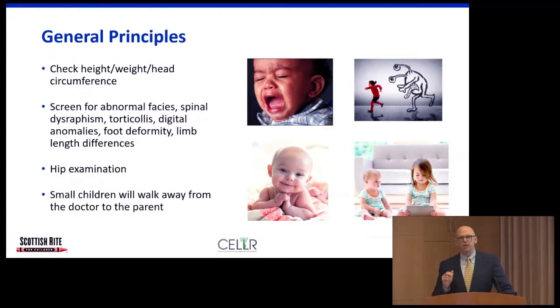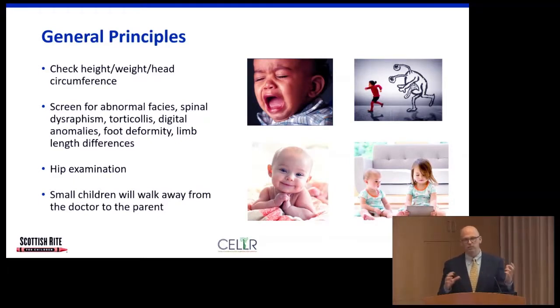General principles of evaluating the patient is important, particularly when the patient is younger. So we want to give a really broad overview of the patient, and you can do that relatively quickly, and that's going to give you some idea of pointing to an etiology of a limb length difference.